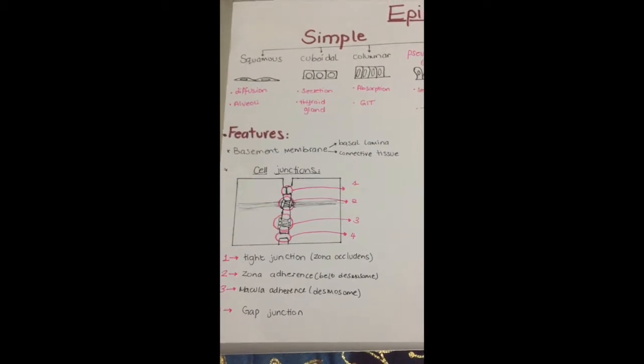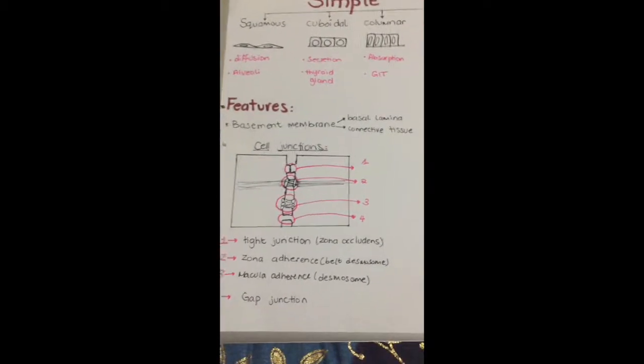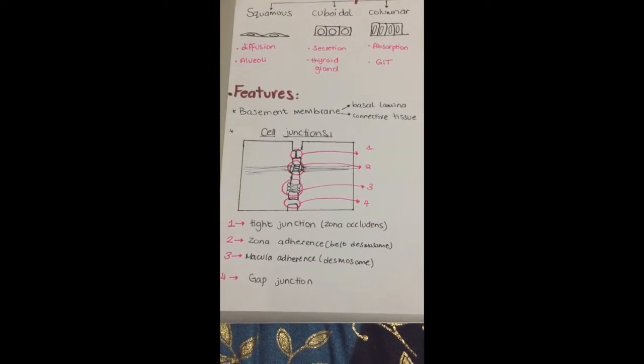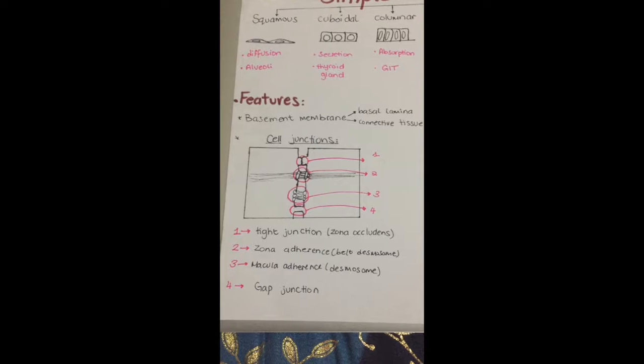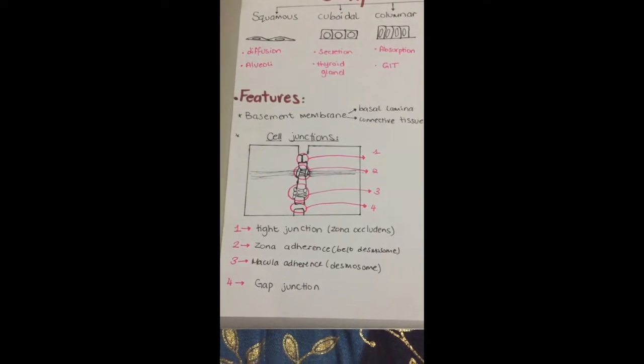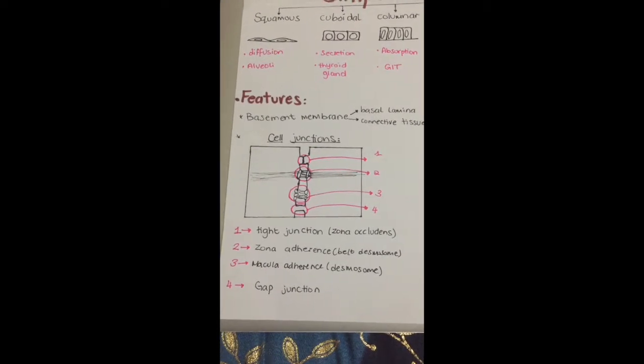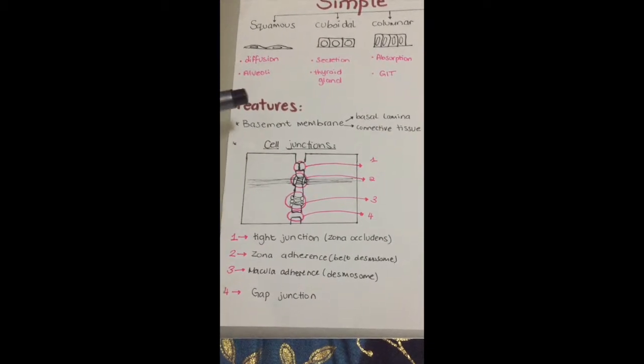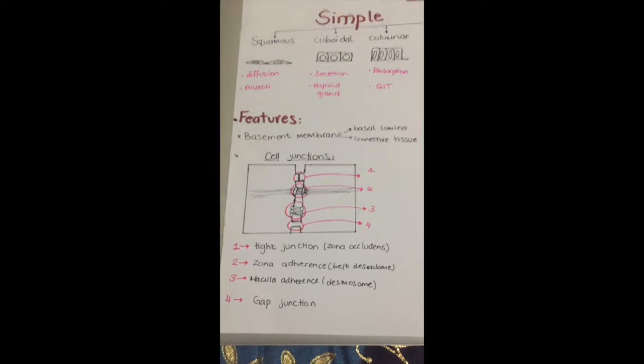You need to keep in mind that most of epithelium is avascular, which means it has no blood supply. So it takes its blood from the connective tissue lying below the basal lamina. So it takes its blood supply from the basement membrane. So the function of the basement membrane is to support the epithelium.